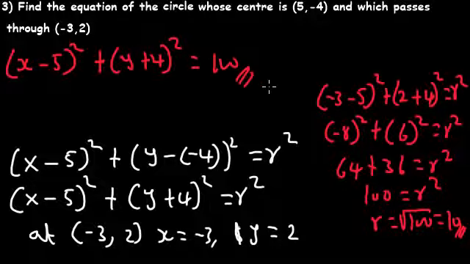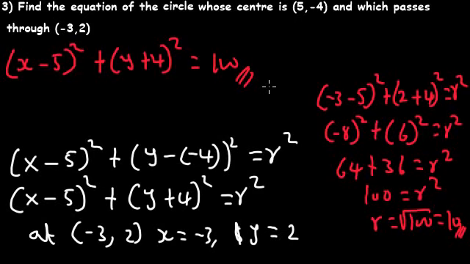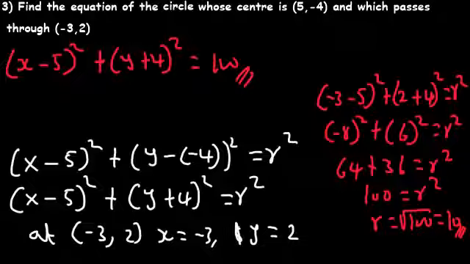So keep that in mind. Whenever you are given the coordinate of the center of the circle and you are given a particular coordinate which the circle passes through, then you have everything you need to succeed in finding the equation of that circle. Always be sensitive. On to example number 4.